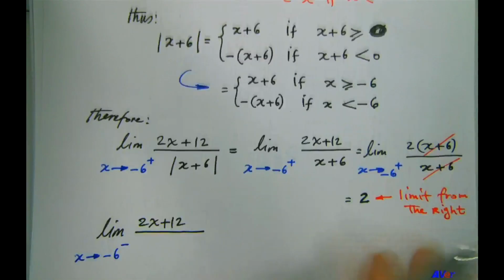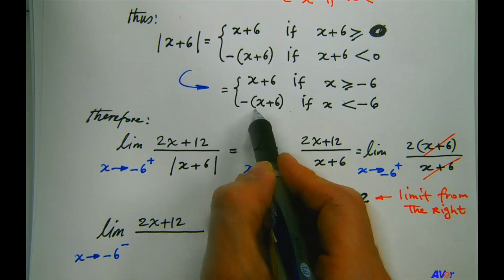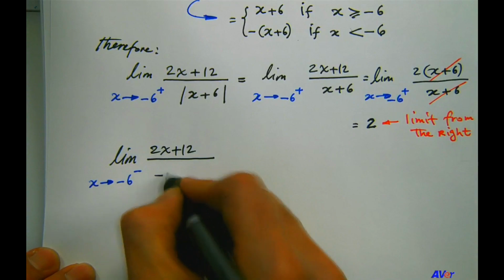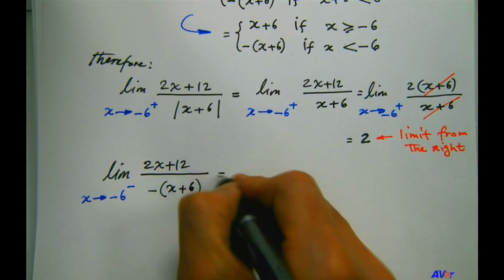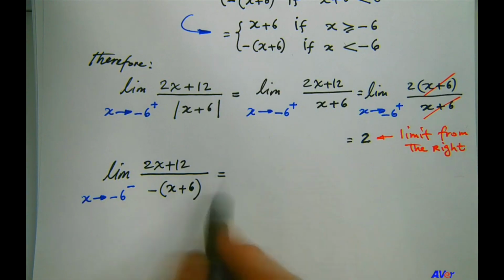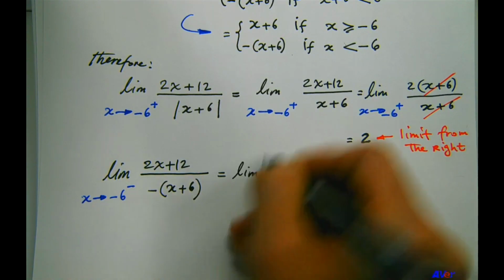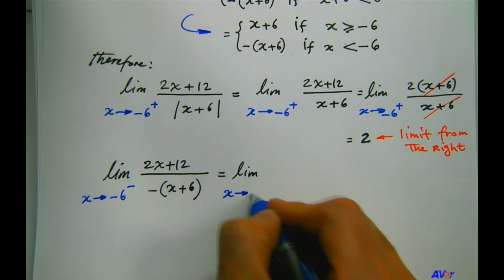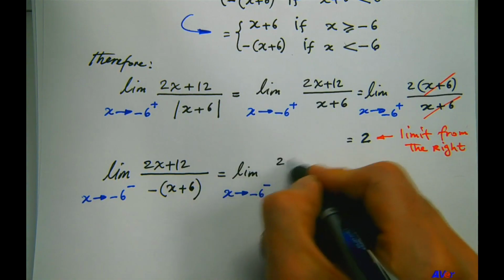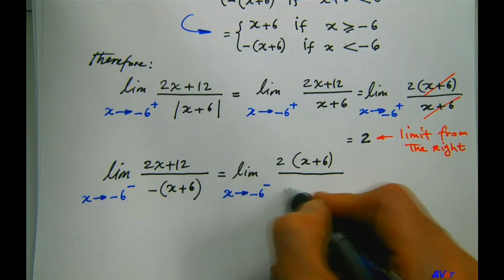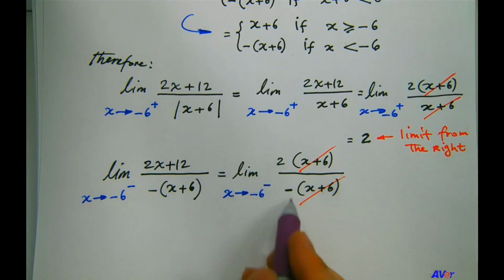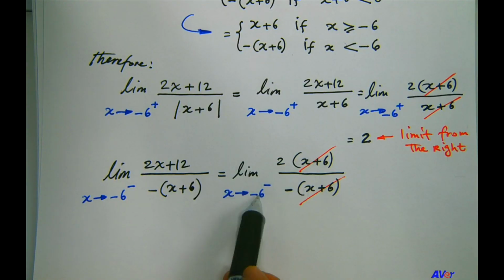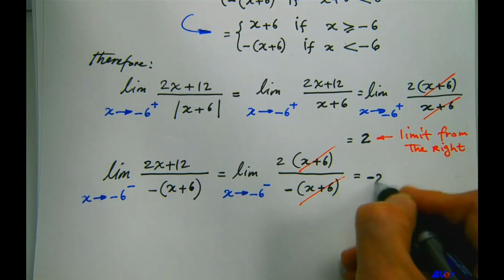the denominator would now be equal to this, right? X approaching negative 6 from the left. So minus x plus 6. So this is equal to, then once again, let's factor the numerator just like before. Limit of, as we approach negative 6 from the left, so once again, we have these two cancel each other out. We end up 2 divided by negative 1, and the limit of a constant as x approaches anything is equal to the constant. So we have negative 2.